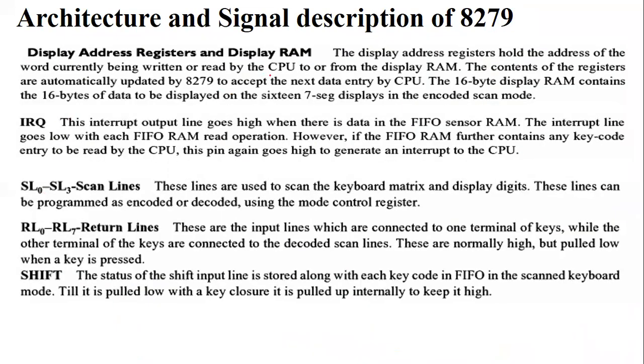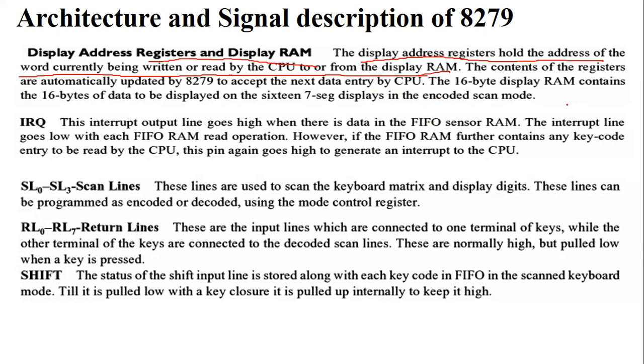Okay, so the display address register, display RAM. What is the advantage of this one? This display address register holds the address of the code currently being written or read by the CPU from the display RAM. Read operation means keyboard mode, and write operation means display mode.